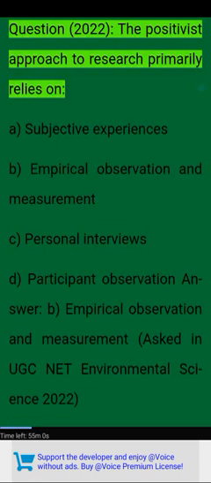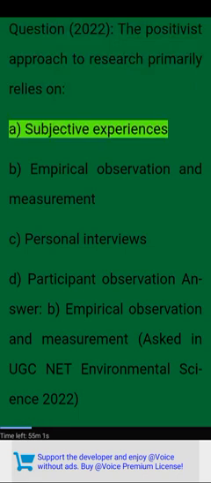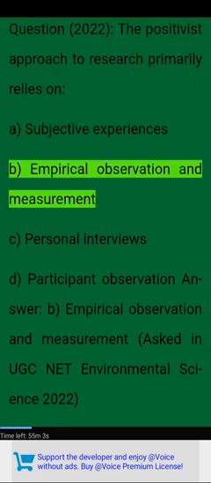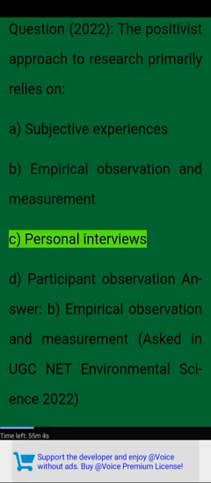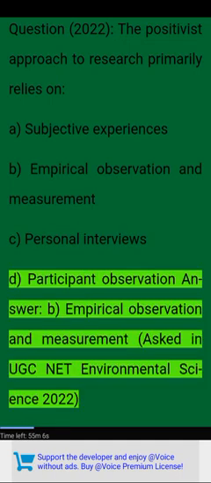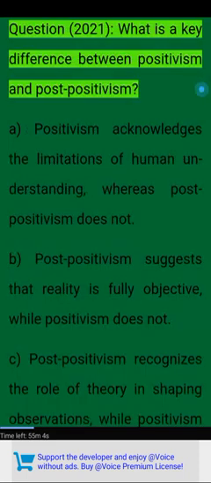Question 2022. The positivist approach to research primarily relies on: A. Subjective experiences. B. Empirical observation and measurement. C. Personal interviews. D. Participant observation. Answer: B. Empirical observation and measurement. Asked in UGC NET Environmental Science 2022.